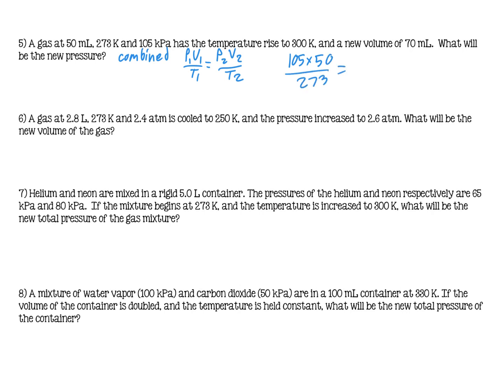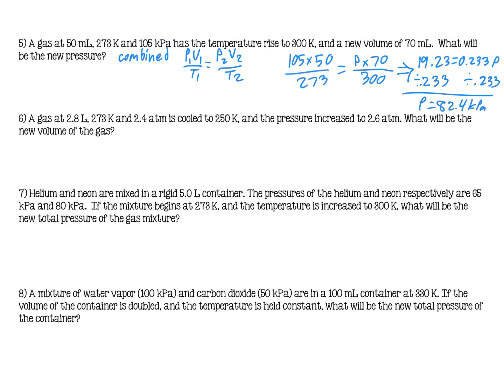We will multiply our initial pressure of 105 kilopascals, our initial volume of 50 milliliters, and divide by our initial temperature, which is 273 Kelvin. On the other side, we don't know pressure, but we can take our final volume of 70 milliliters and divide by our final temperature of 300 Kelvin. We can then solve for the unknown pressure, and we get 82.4 kilopascals as our final pressure.